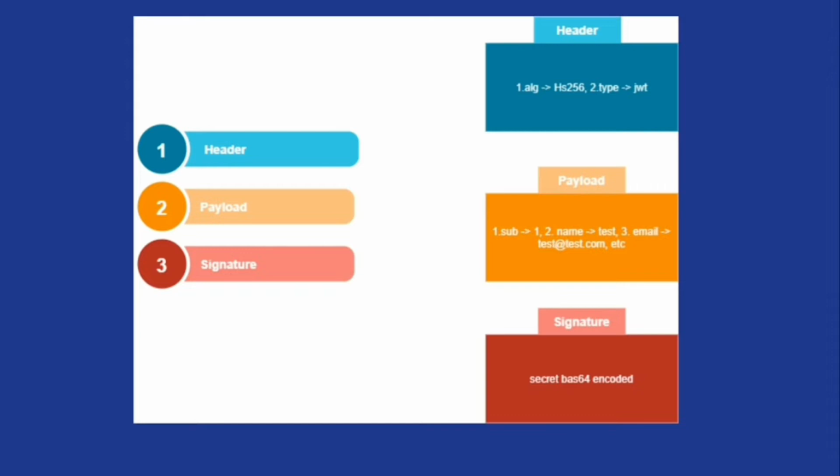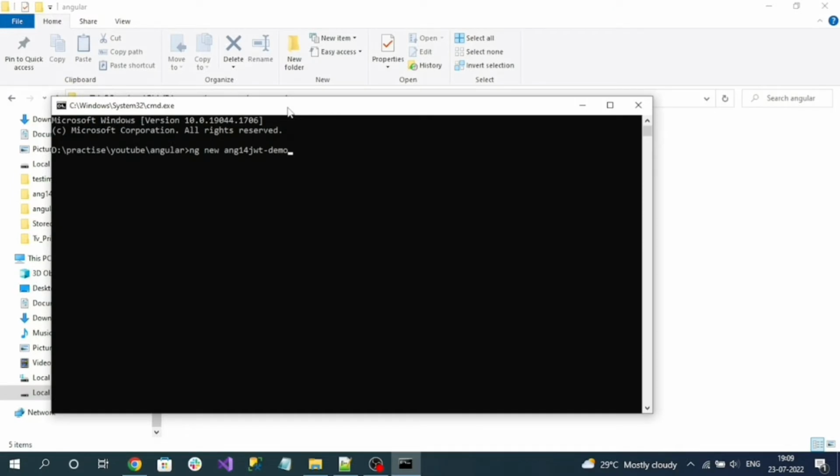So let's create a sample Angular 14 application and try to implement the JWT authentication. Here is the Angular CLI command for creating the project. The CLI command is ng space new space the name of your project. Press enter to create the project.